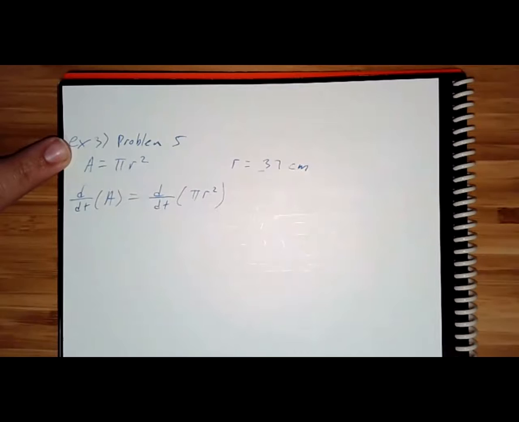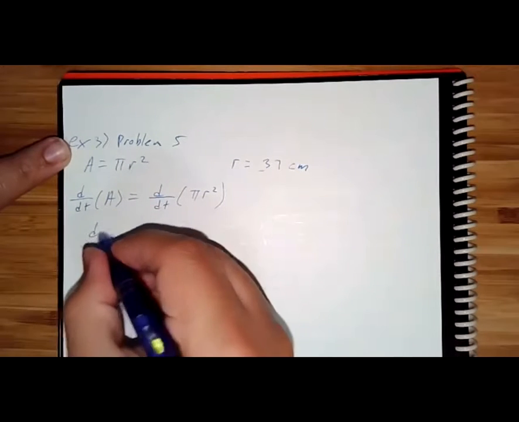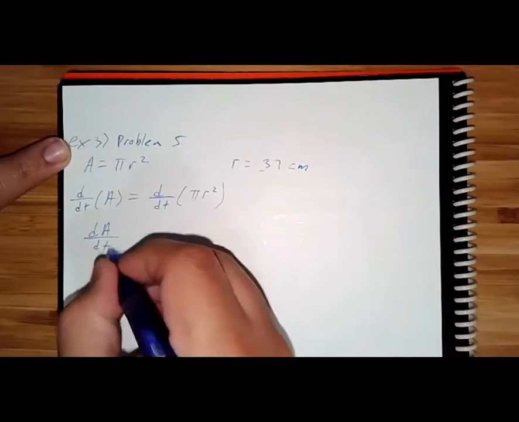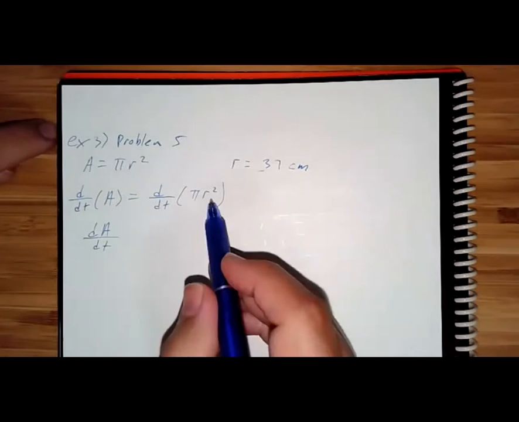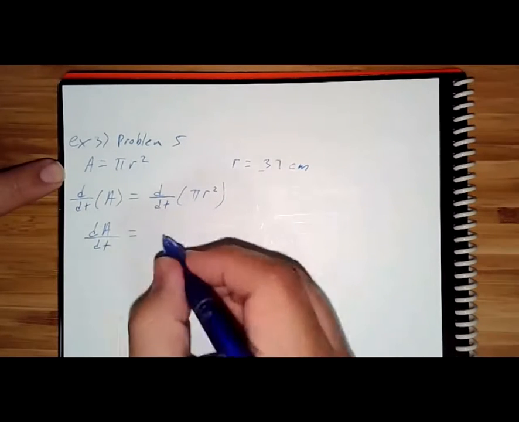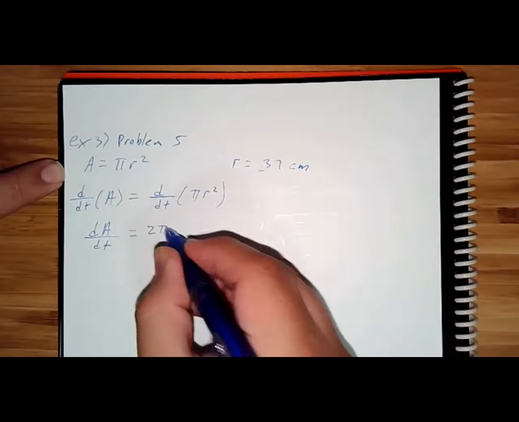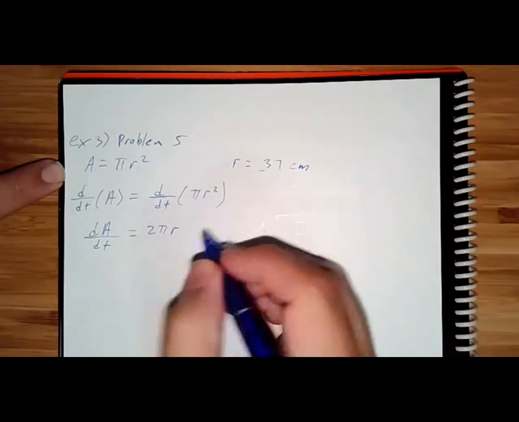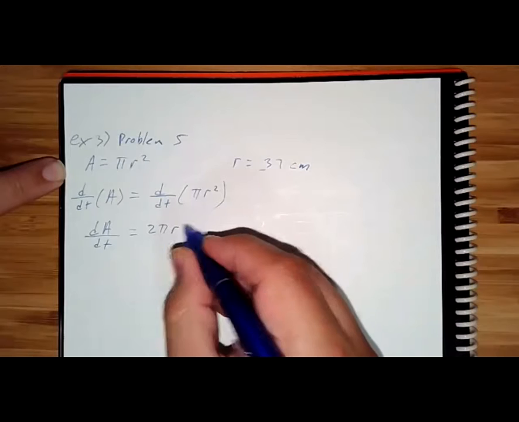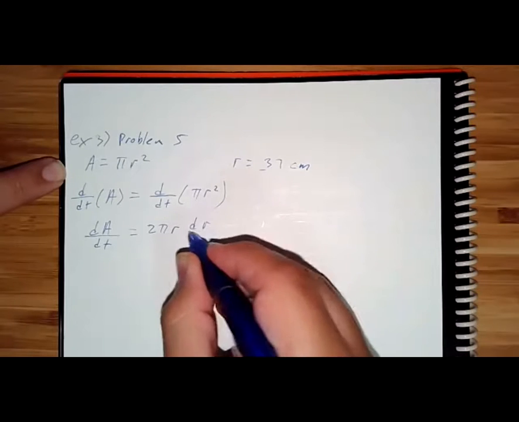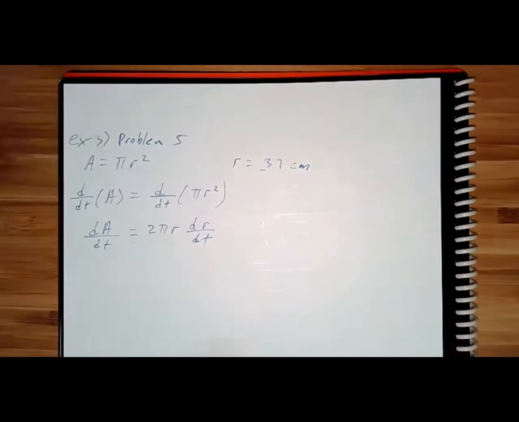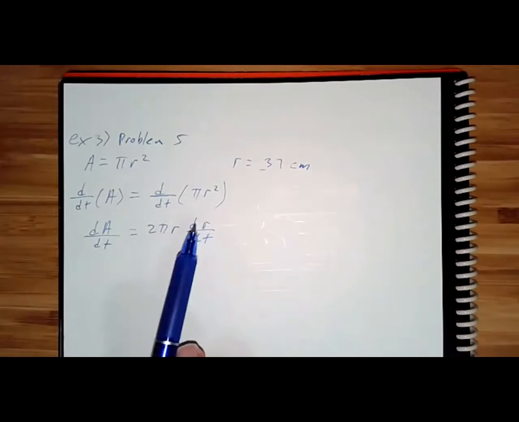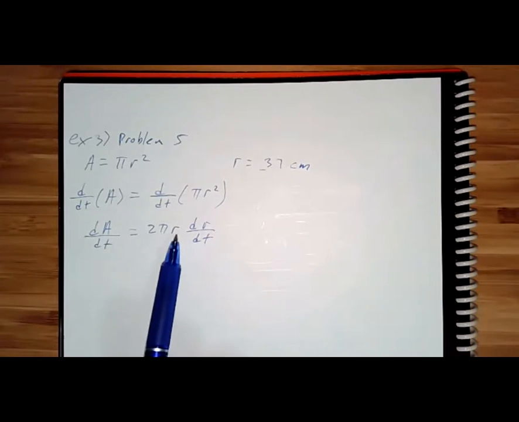Okay. So this guy's no big deal, right? That's just dA dt. We've done those quite a few times now. This guy will be 2 pi r when you bring the 2 down, subtract 1, times dr dt. Is everyone okay with this derivative? I skipped some steps this time. If that's not okay, let me know. Do you see how we got here?